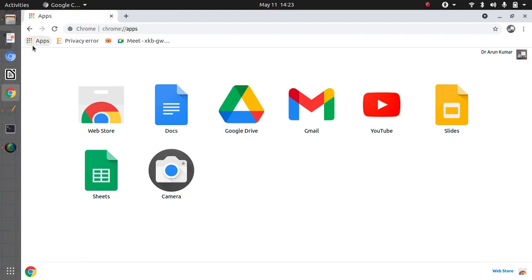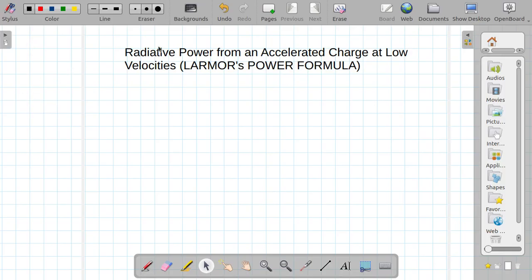So, in this lecture, I'm going to talk about a radiative formula from an accelerated charge, where the charge is moving with very low velocities. This formula is known as Larmor's power formula. If the charge is moving with a very small or low velocity, then beta, which we define as u by c, is very much less than 1, so beta can be ignored.